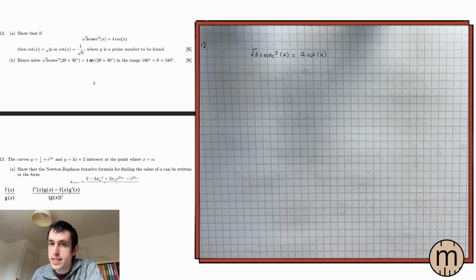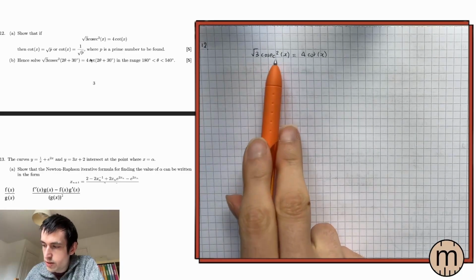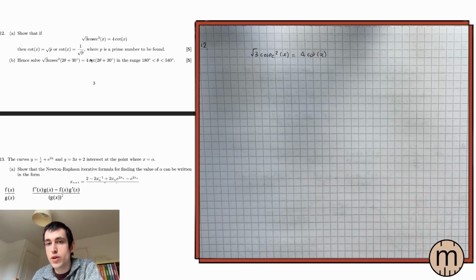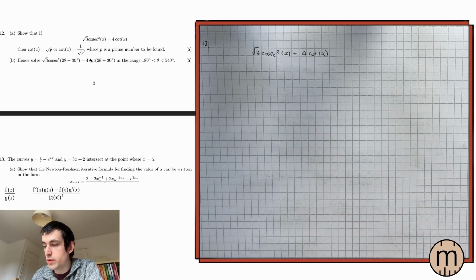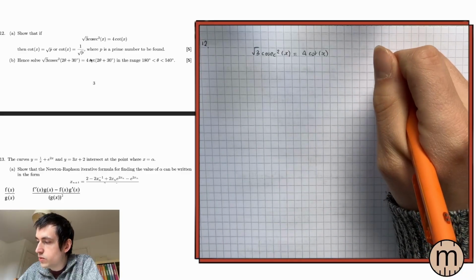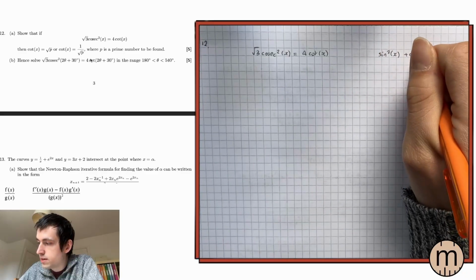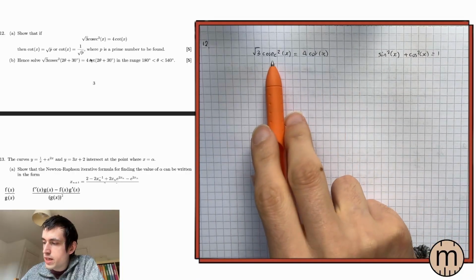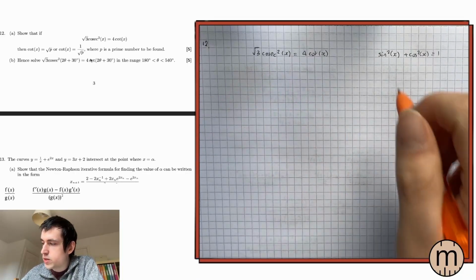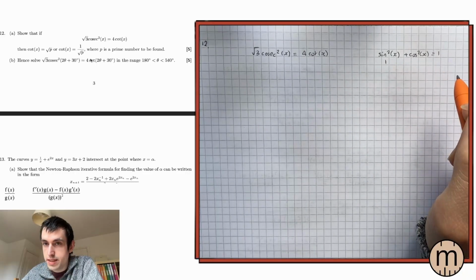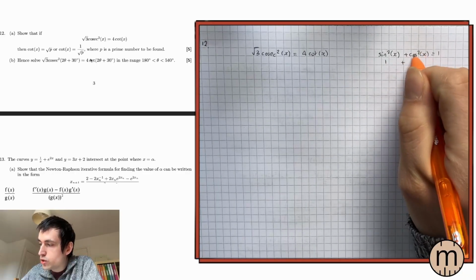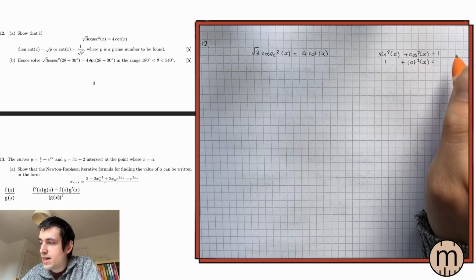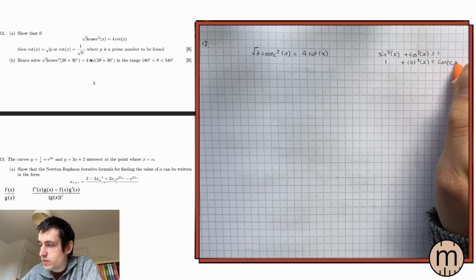So if you know your identities, cosec squared and cot squared have an identity. If you don't know your identities, then you could come up with it yourself. Remember that sine squared x plus cos squared x is equal to 1. How are we going to get cosec? We're going to divide by sine squared. Sine squared divided by sine squared is 1. Cos squared divided by sine squared is cot squared. And then 1 divided by sine squared is cosec squared.